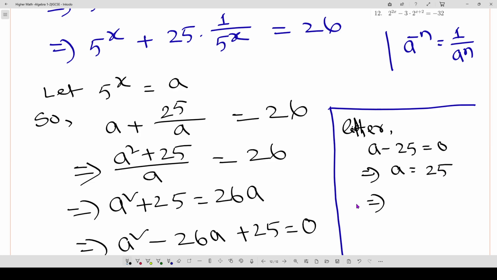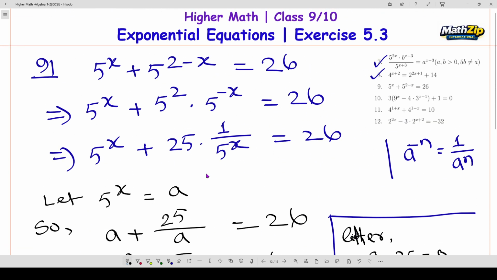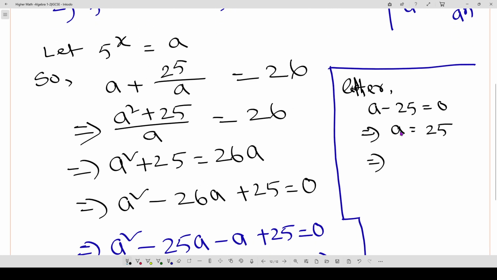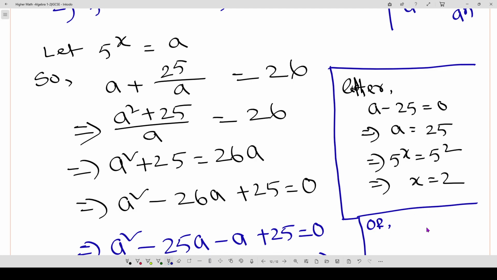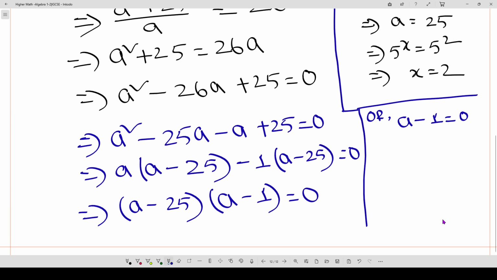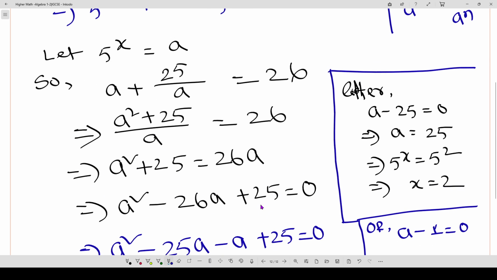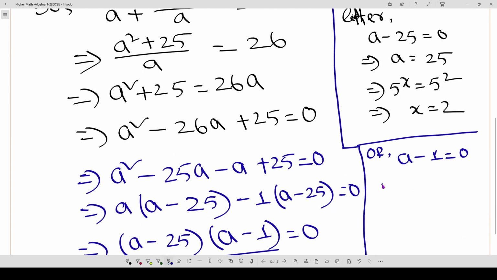A means what? We already took a means 5 to the power x. So 5 to the power x, and this 25 we can write 5 square. So bases are the same, x equals 2. It's one part. Second part, or a minus 1 equals 0. Look, here is a minus 25a, another one is a minus 1, right? So we can write a equals 1.